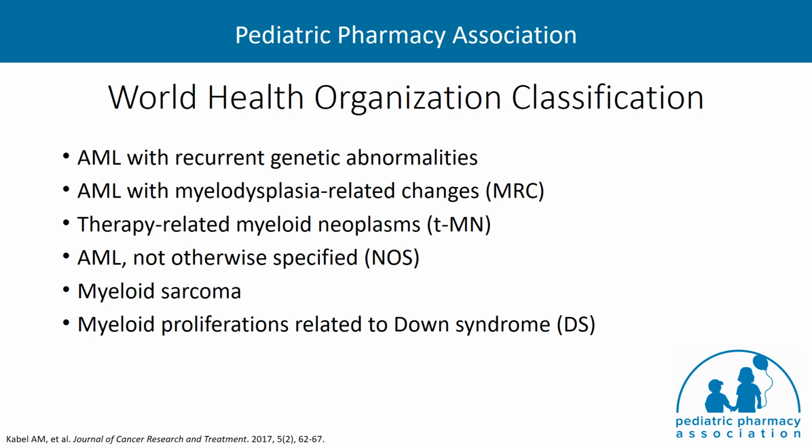So you will see within this classification system that there are 6 different entities within the AML umbrella, specifically AML with recurrent genetic abnormalities, AML with myelodysplasia-related changes, therapy-related myeloid neoplasms, AML not otherwise specified, myeloid sarcoma, and then lastly, myeloid proliferations related to Down syndrome.